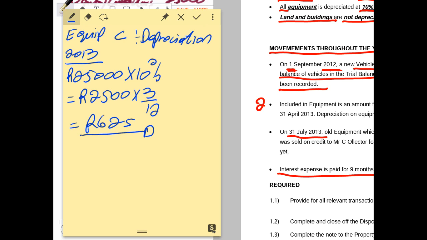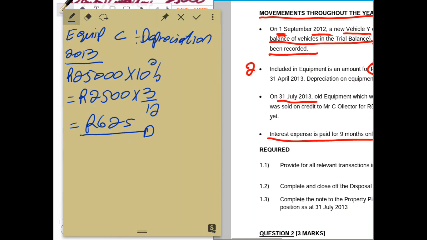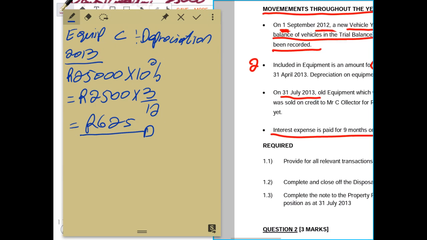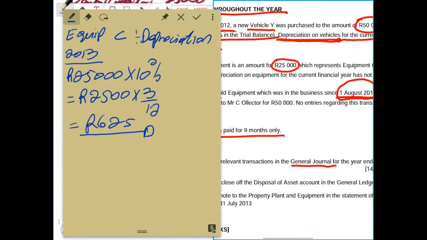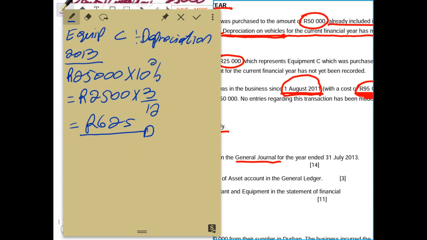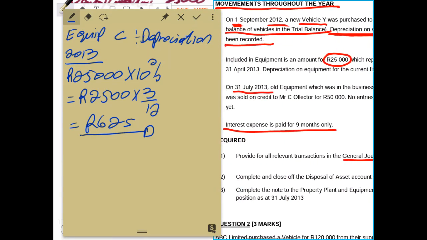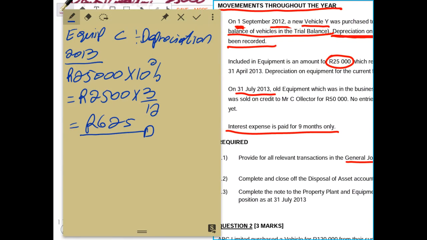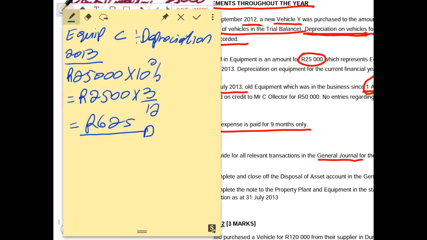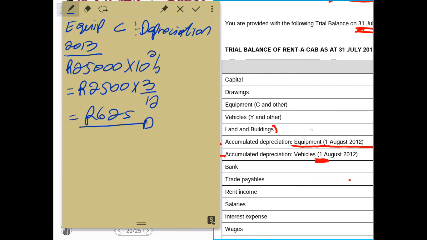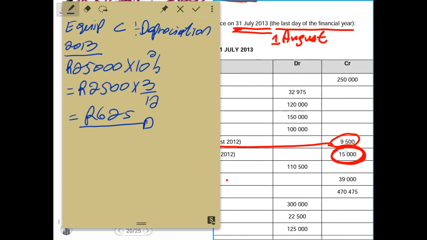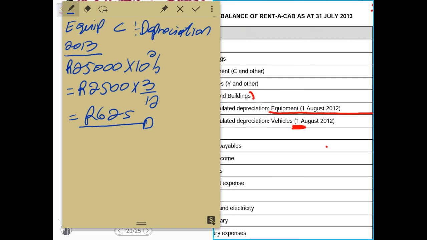Then let us continue calculating depreciation for the old equipment, and the old equipment was sold at the end of the current accounting period. If you see that third dot, on the 31st of July 2013, old equipment which was in the business from the 1st of August 2011, with a cost price of 95,000 rands, was sold on credit to Mr. C or Lecter for 50,000 rands. Remember, with regard to this equipment, the opening accumulated depreciation is 9,500. That 9,500 is only for the old equipment, because depreciation for the new equipment was not yet accounted for.